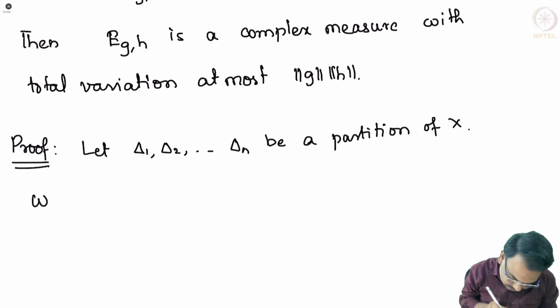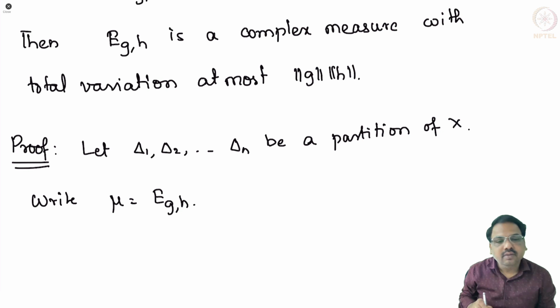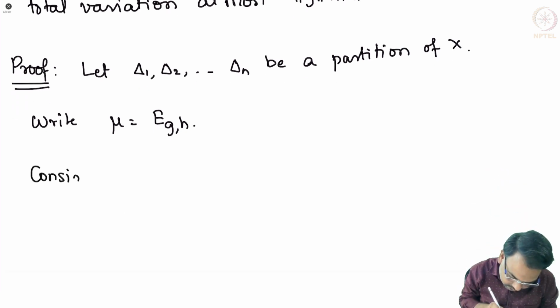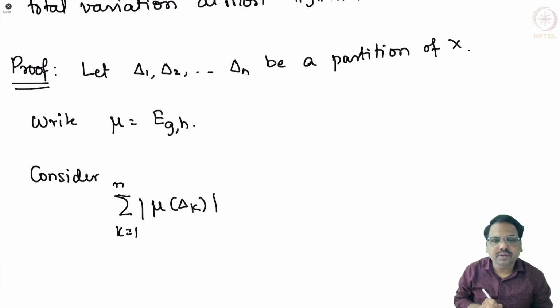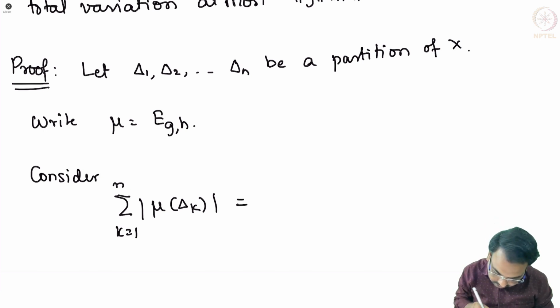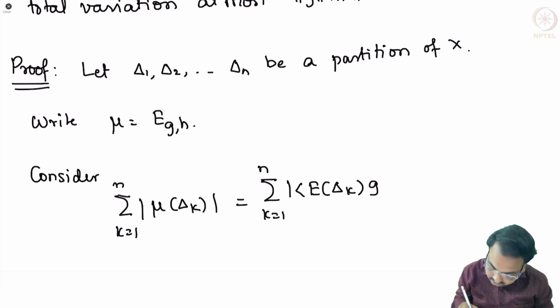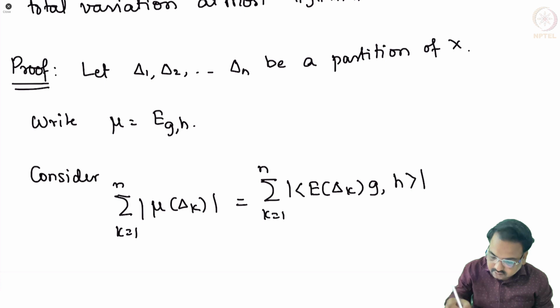So let us write mu as E suffix GH. We want to look at summation k equal to 1 to n modulus of mu of delta k. We want to show this is less than or equal to norm G into norm H. So this is nothing but summation k equal to 1 to n modulus inner product E of delta k acting on G with H. Okay, so let us call this equation 1.